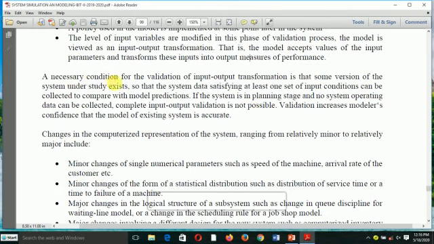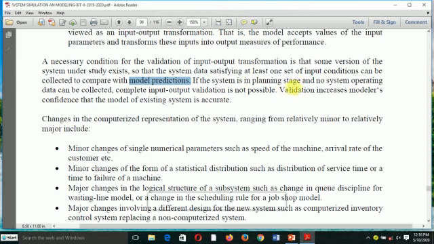So there must be a condition for validation of input-output transformations: that some version of the system under study exists, so that system data satisfying at least one of the set of input conditions can be collected to compare with the model prediction. Here you can predict how the system will behave. So you can have some data and check whether they satisfy one of the conditions, and then use them to predict the model behavior if one of the data is applied to the system.